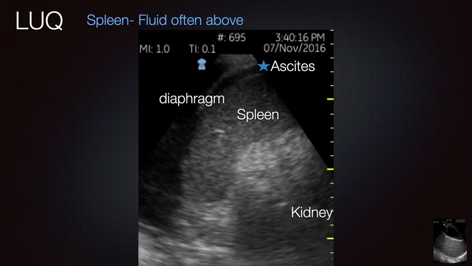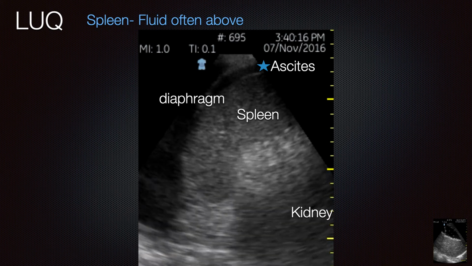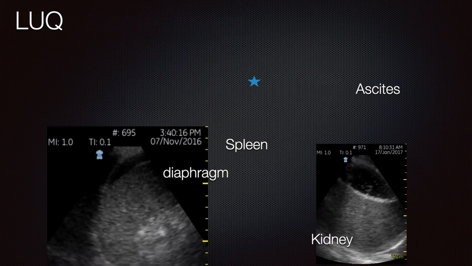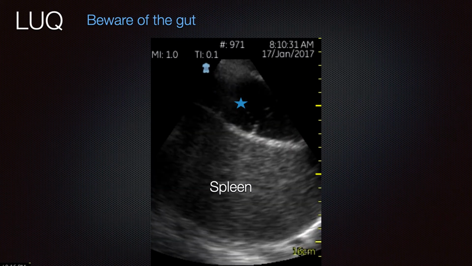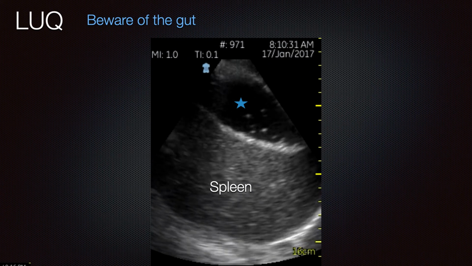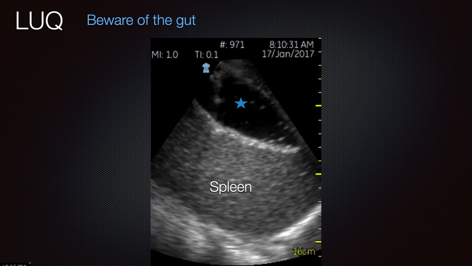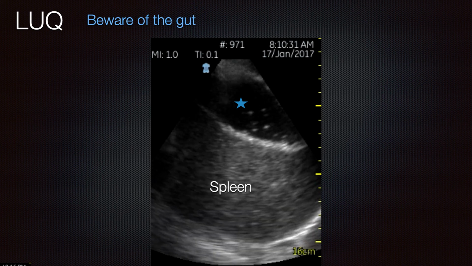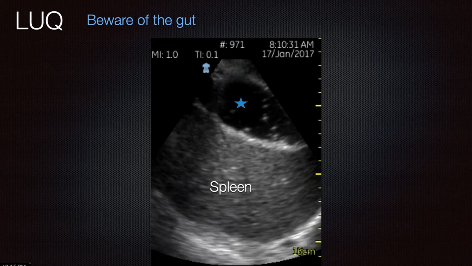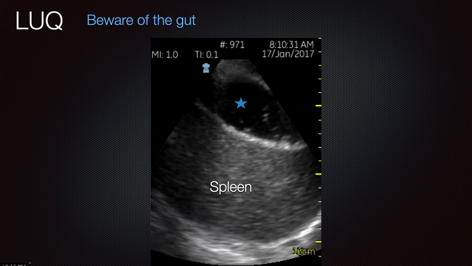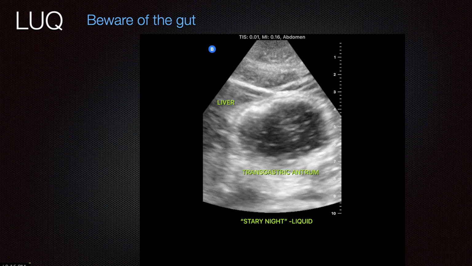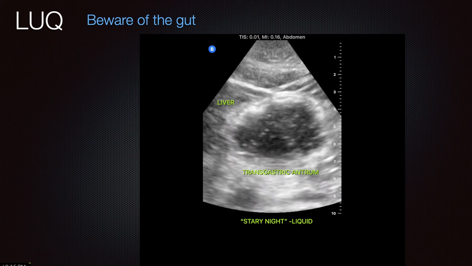Again, here you can see the diaphragm, the ascites, the spleen, and then the kidney down in the lower right. Now, you do have to be careful sometimes, because you can see the gut. If someone has fluid or food in their stomach, you can mistake this for fluid, but here you can see the gas bubbles moving around. That's clearly just fluid in the stomach. Here near the caudal tip of the liver, you can see fluid in the antrum of the stomach as well.